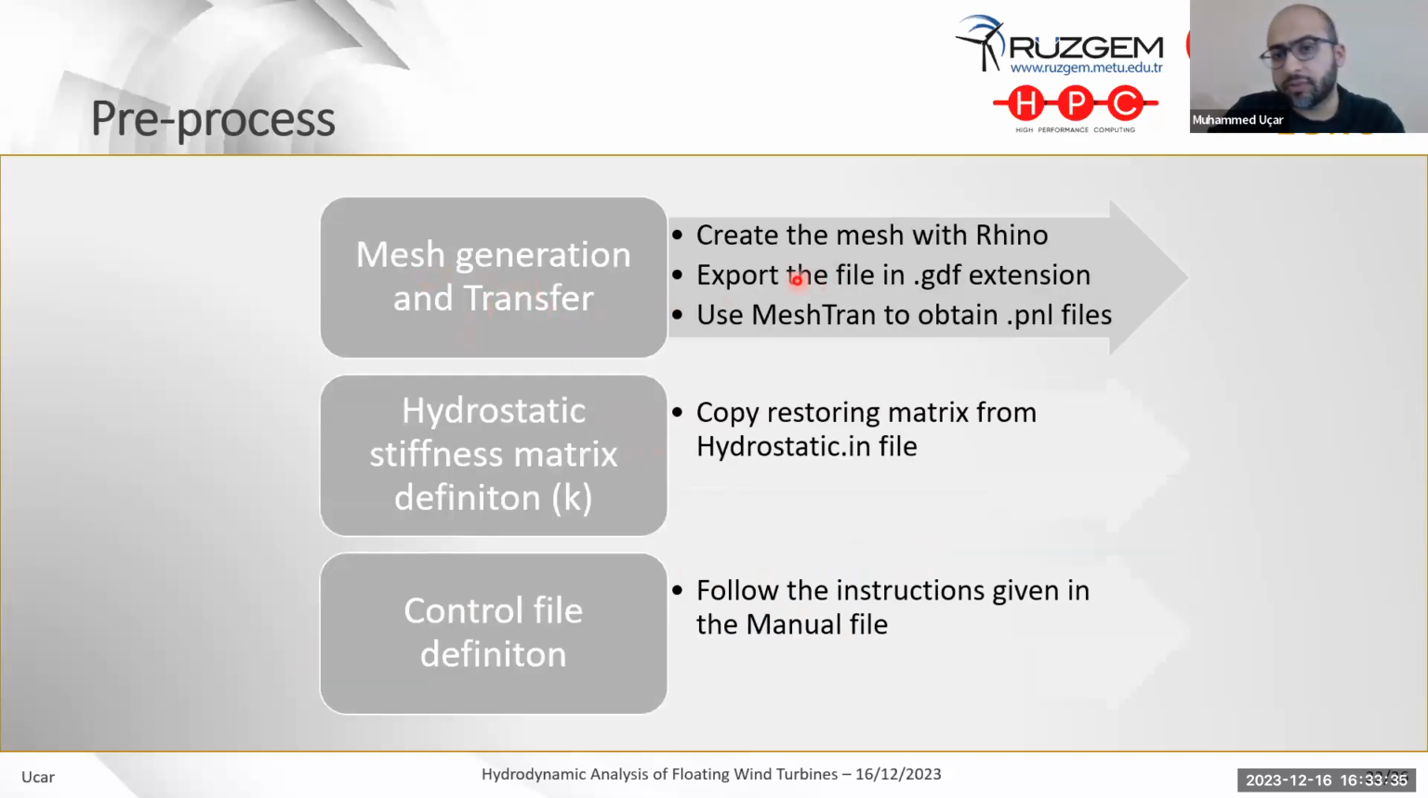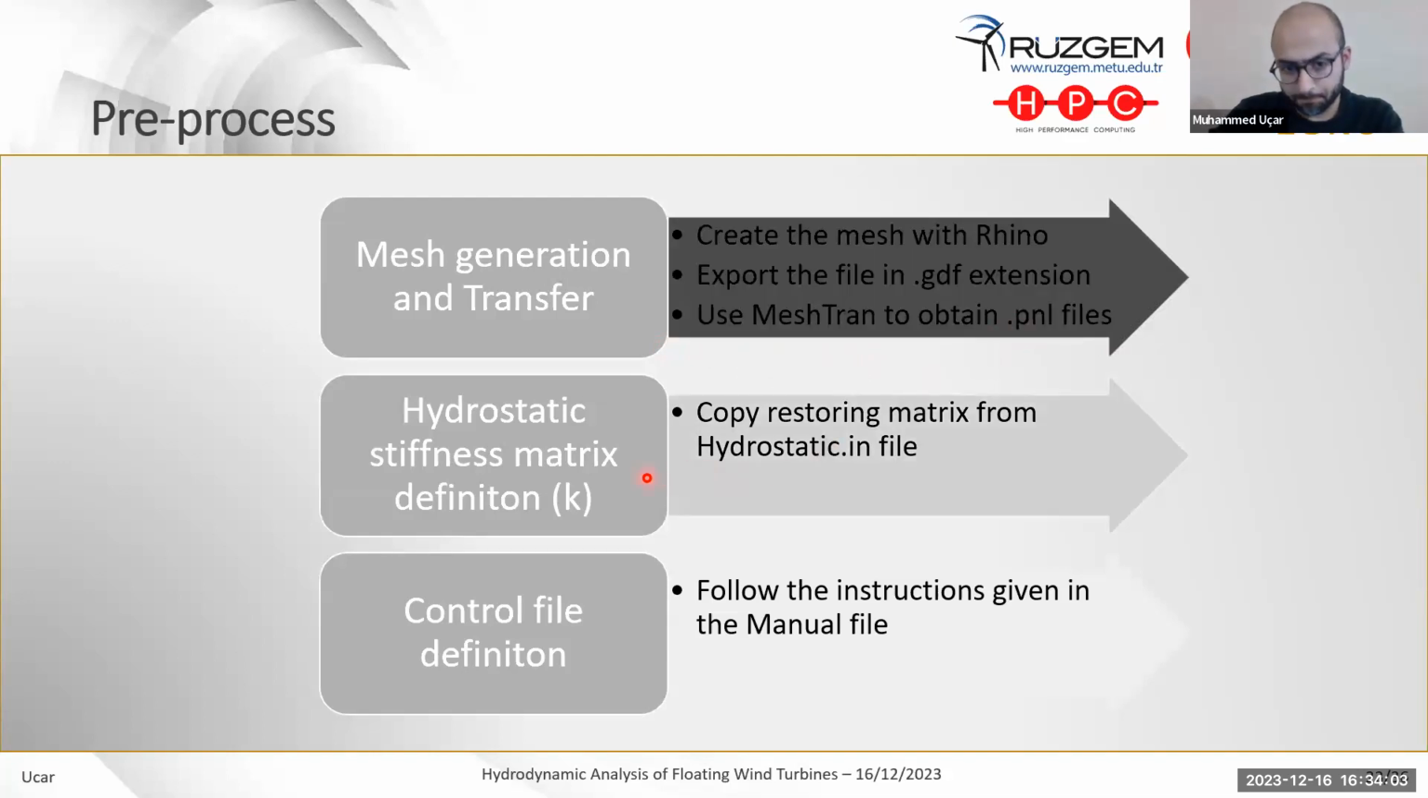For the mesh generation and transfer, we are commonly using Rhino, and we are exporting the file in Wamit's extension, .gdf file form. Then to use HAMS, we are using the Wamit mesh transfer function of HAMS. It's called Meshtra, to obtain HAMS's mesh file form, .pni. Then we define the hydrostatic restoring matrix, which is a product of Meshtra. It's already giving the results. We can cross-check with another tool if it's available, or analytically, if it's simpler.